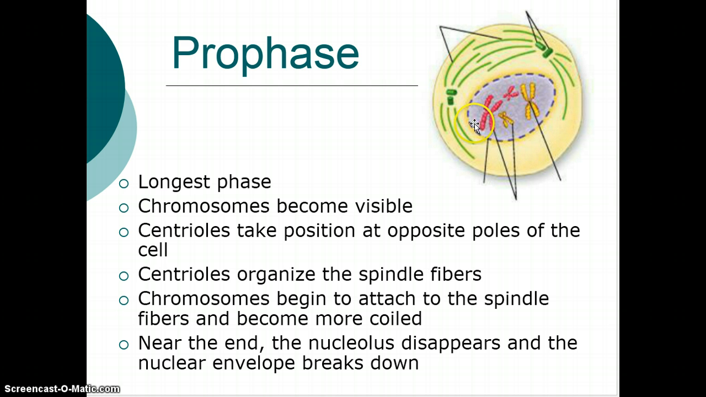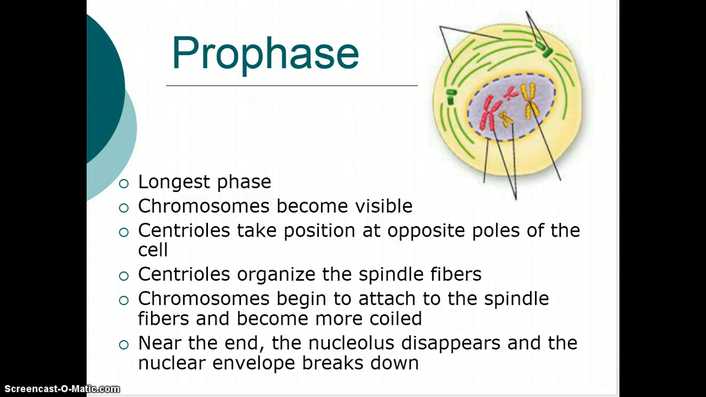So again, a few things taking place here. Chromosomes coiling up, condensing, and are now visible inside the nucleus. Centrioles move to the opposite poles. You've got the spindle fibers that form and the nuclear envelope that breaks down during prophase.